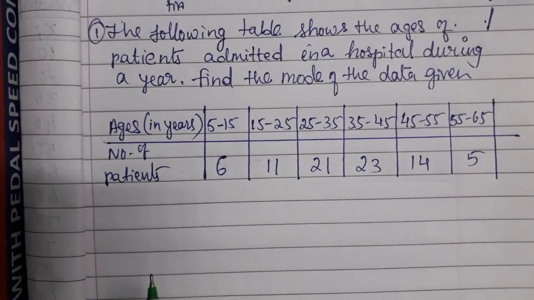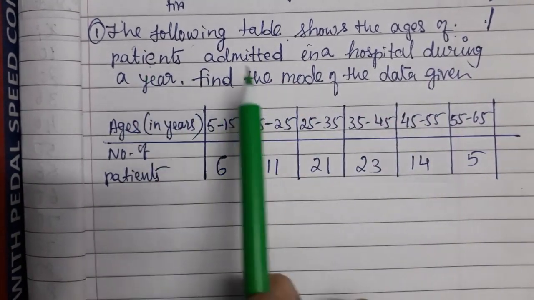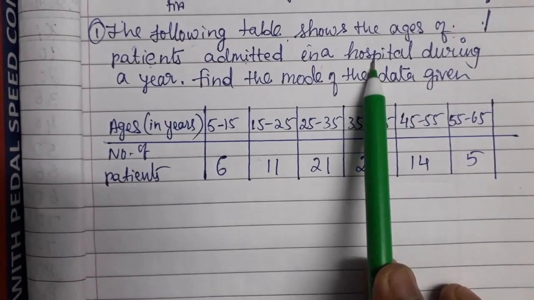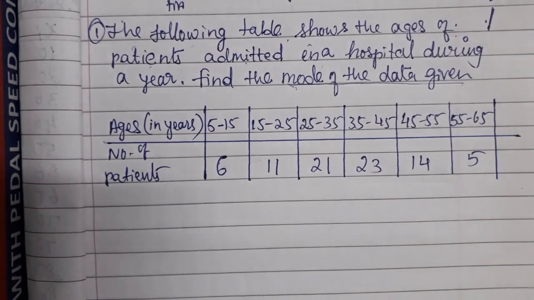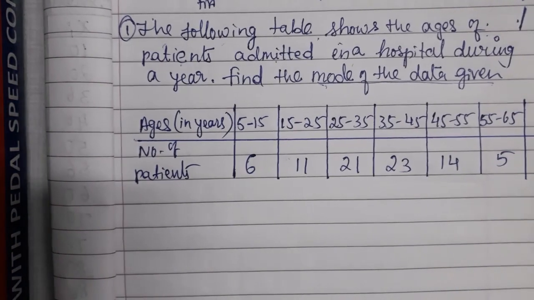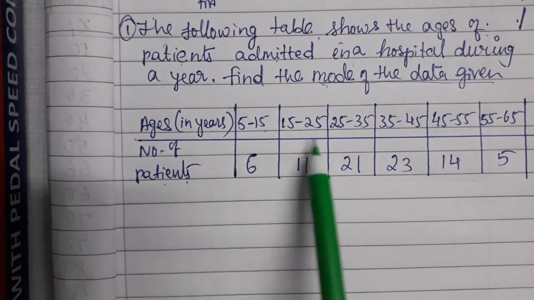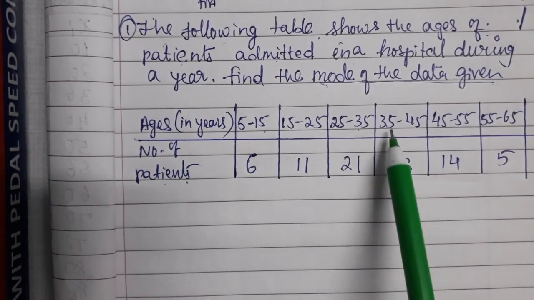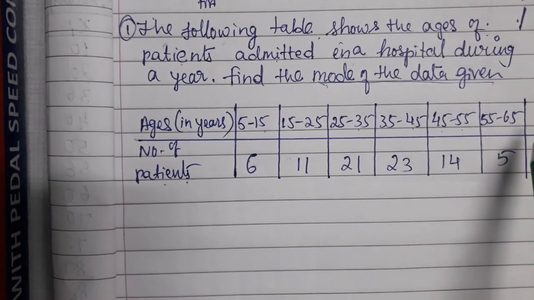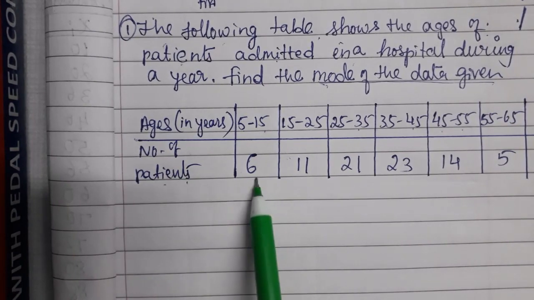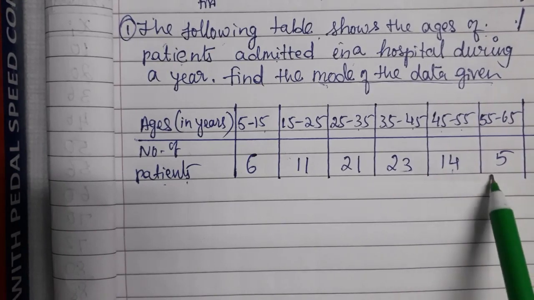So first problem. The following table shows the ages of patients admitted in a hospital during a year. Find the mode of the data given. So a frequency distribution table is given here. Ages in years: 5 to 15, 15 to 25, 25 to 35, 35 to 45, 45 to 55, 55 to 65. Number of patients: 6, 11, 21, 23, 14 and 5.